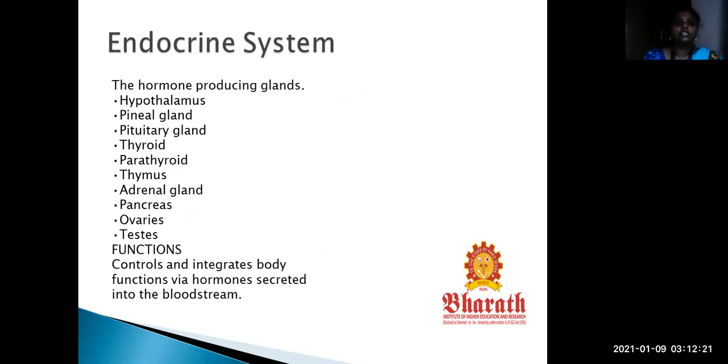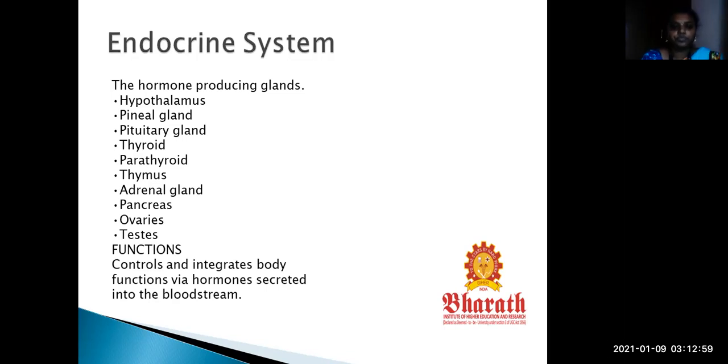If we take the endocrine system, its main function is to produce hormones through glands. What kind of glands? Like the hypothalamus, pineal gland, pituitary gland, thyroid gland, parathyroid gland, thymus, adrenal gland, pancreas, ovaries, and testes. All of these come under the endocrine system. So they are hormone glands which produce hormones, right? For what purpose? To control and integrate the body functions via hormones secreted into the bloodstream.